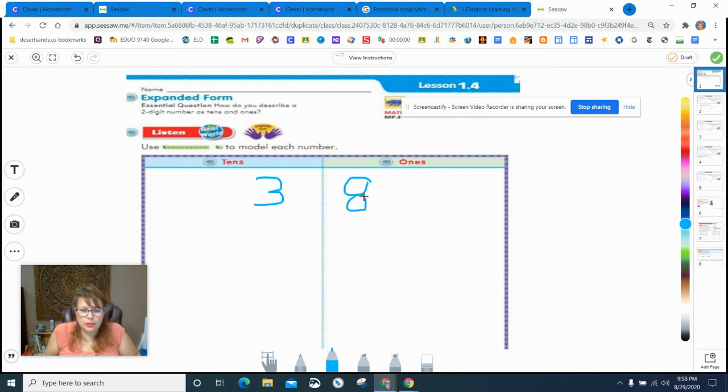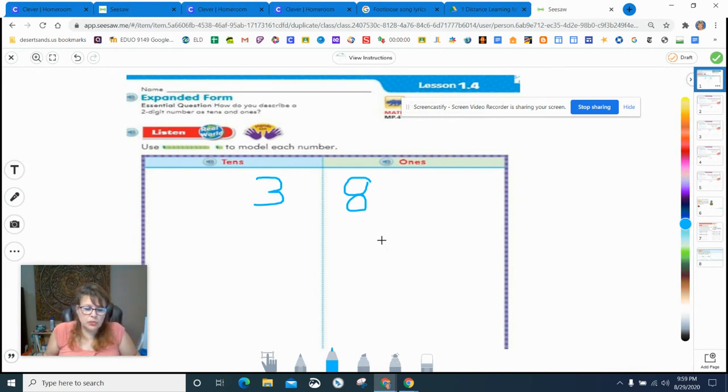Now, in the number 38, we have two digits. We have one digit, two digits. Now, each digit has a value. So the digit 3, its value is 10, 20, 30 because it's in the tens place. So we have to count by tens. The digit 8, it's in the ones place. So we count 1, 2, 3, 4, 5, 6, 7, 8. So we count by ones.